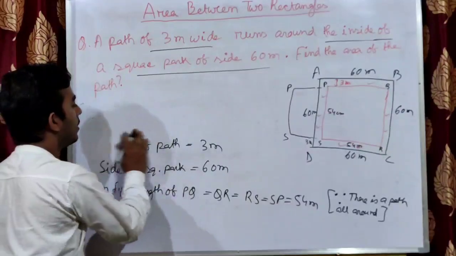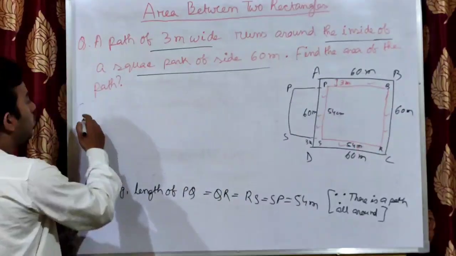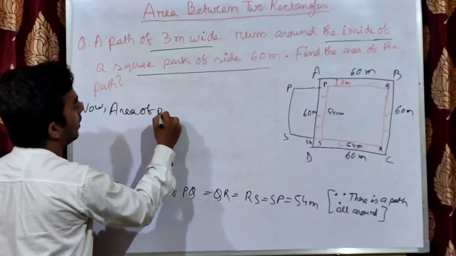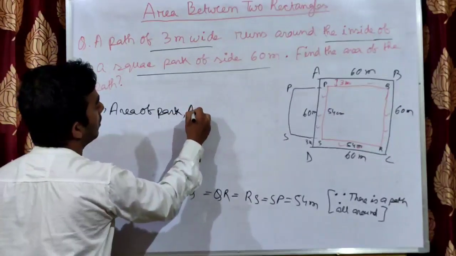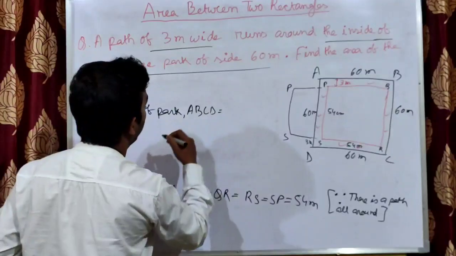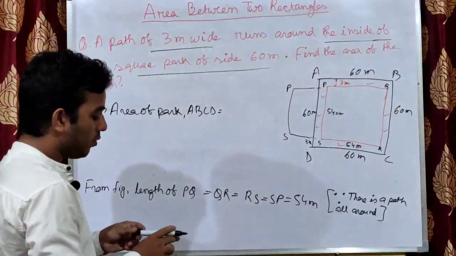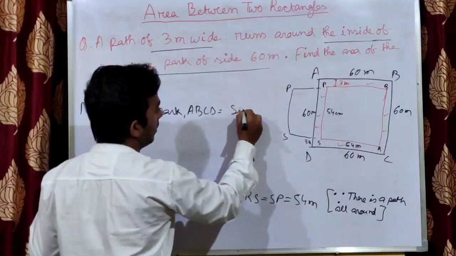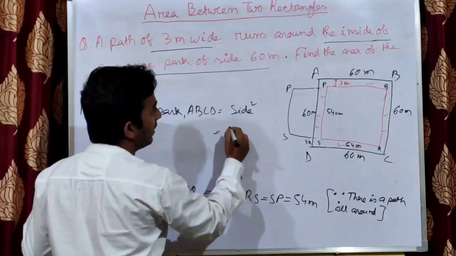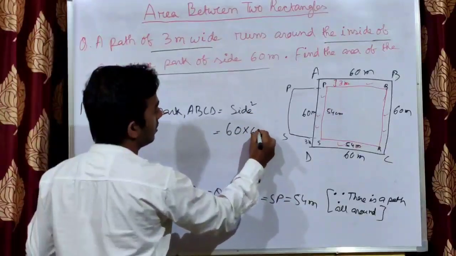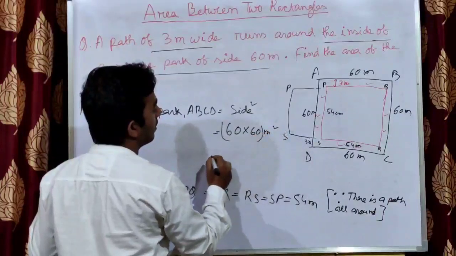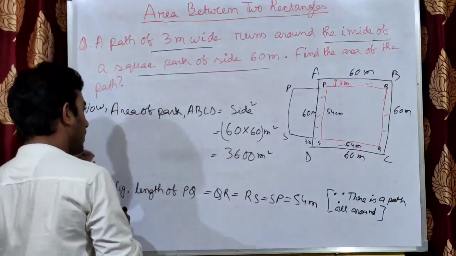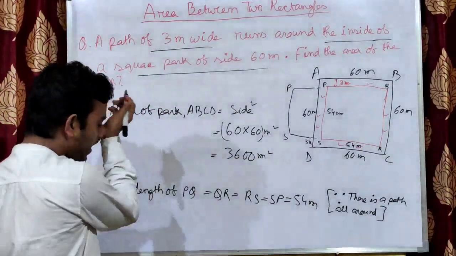So we will write, now area of park, that is ABCD. The park is in square shape, and the area of a square is side square. Side is 60, that is 60 into 60 meter square. 6 into 6 is 36, and 0 0. That means the area of the park is 3600 meter square.